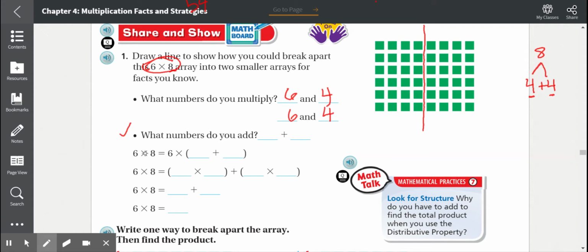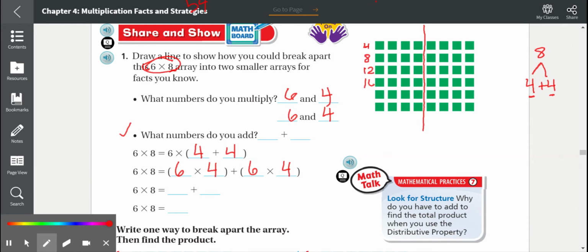So we know that 6 times 8, because remember, that's the original problem, equals 6 times 4 plus 4. So 6 times 8 will equal 6 times 4 plus 6 times 4. So let's figure out what 6 times 4 is. So here's our array to help us. We could count by 4s. Let's do that. 4, 8, 12, 16, 20, 24.